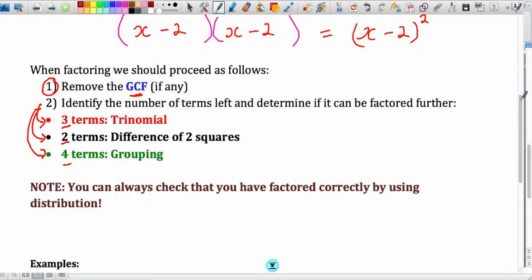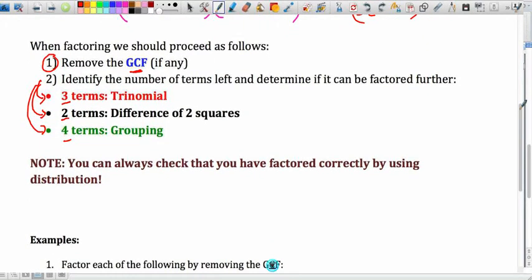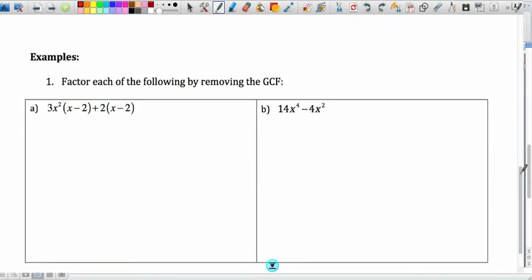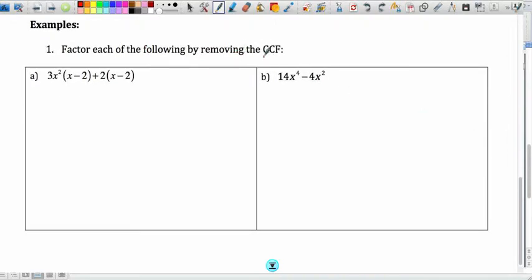Okay, so now I'm just going to go straight into each of the examples, which will highlight the different methods. These are nicely set up for you because they tell you what you need to do. So we're going to start off by factoring these expressions by removing the GCF, the greatest common factor. So what we have here is two terms, and if you aren't confused by the parentheses, then hopefully you will realize that each of those two terms has an x minus 2. I'm going to remove the x minus 2, and what is left is 3x squared plus 2.